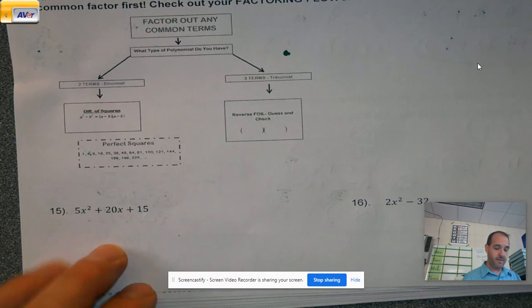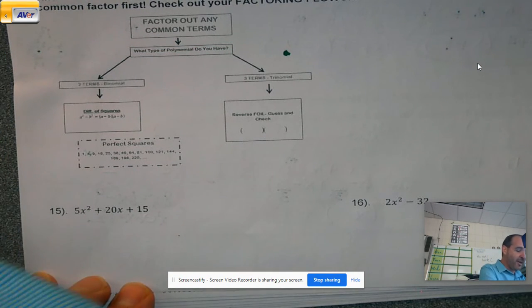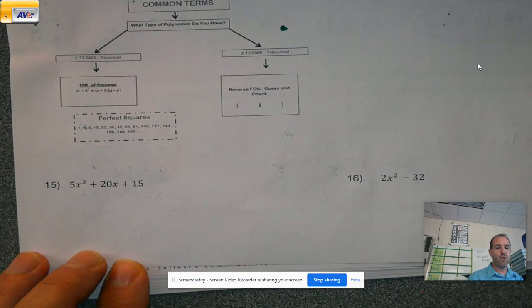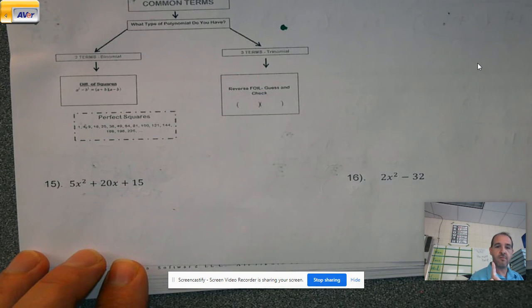So, with that in mind, I look at number 15. I'm like, ooh, it's a slide and divide. Wait.